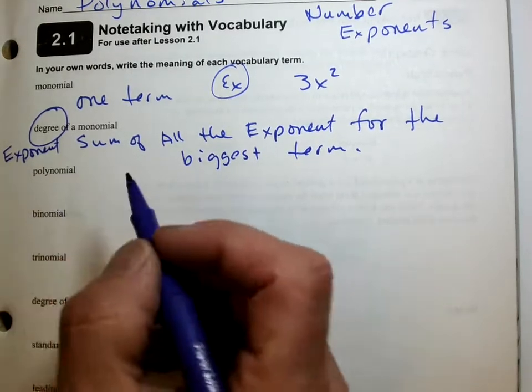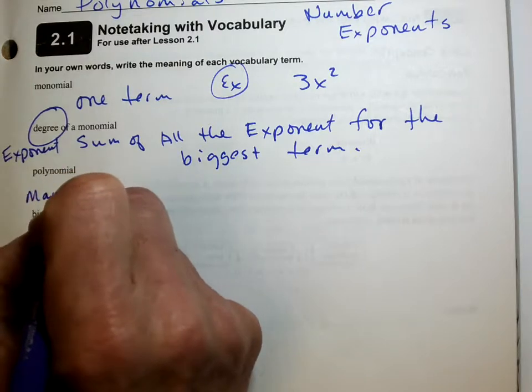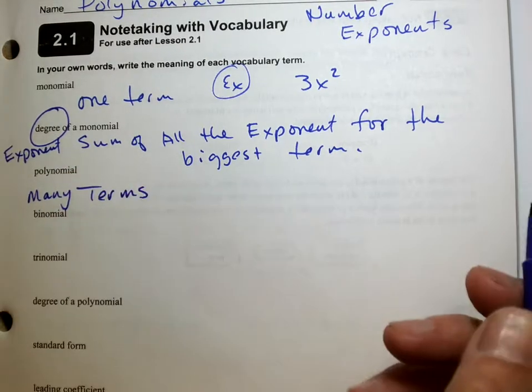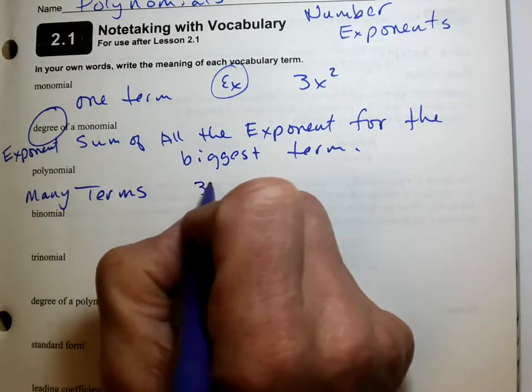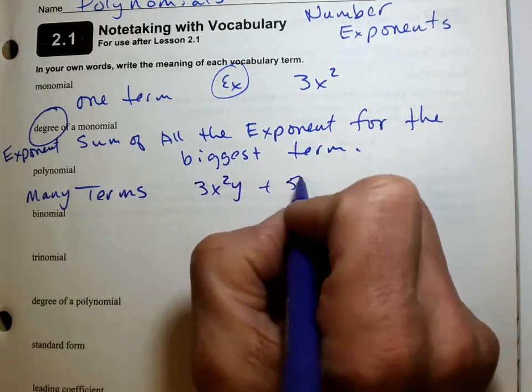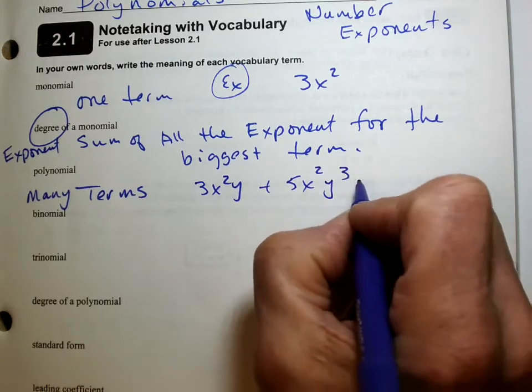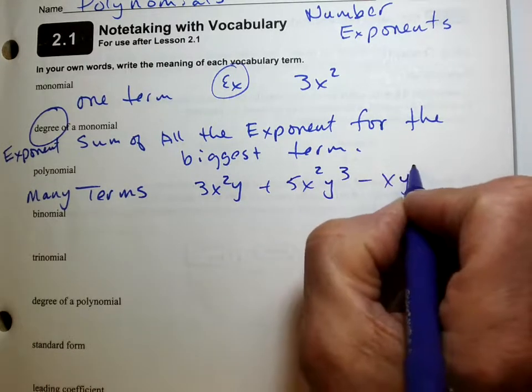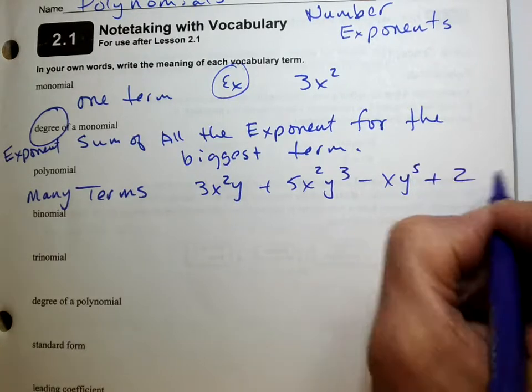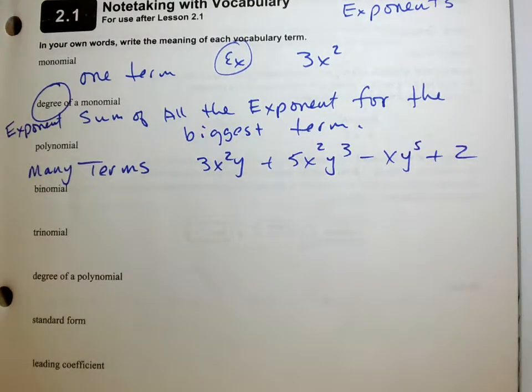So if we needed a polynomial, which means many terms, I want to give you an example. If I have 3x squared y plus 5x squared y cubed minus xy to the fifth plus 2, this is a polynomial. Oh man, that's a big ugly thing. But it's many terms. In fact, it's got 4 terms. There is no such thing as a quadnomial. We go monomial, binomial, trinomial, and then anything beyond that we just call poly. Got it? 4 or more we call it a poly.